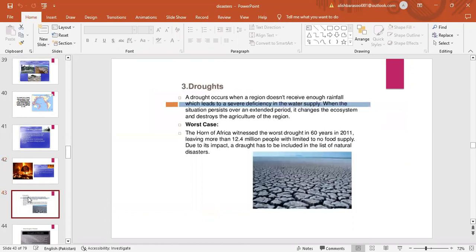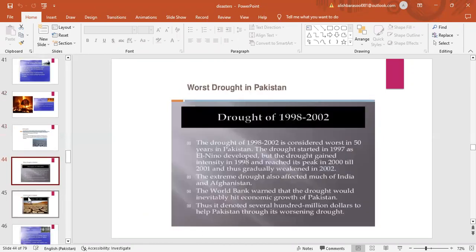Drought occurs when a region doesn't receive enough rainfall, which leads to a severe deficiency in the water supply. When this situation persists over an extended period, it changes the ecosystem and destroys the agriculture of the region. The Horn of Africa witnessed the worst drought in 60 years in 2011, leaving more than 12.4 million people with limited to no food supply. Due to its impact, drought has to be included in the list of natural disasters.